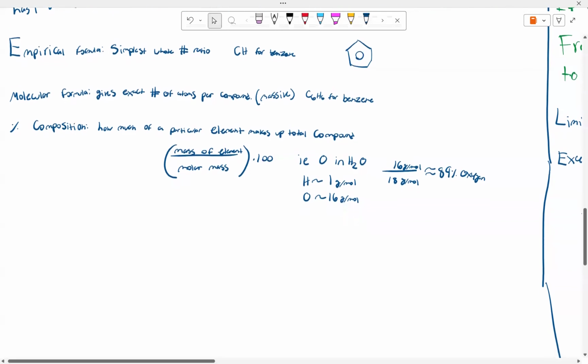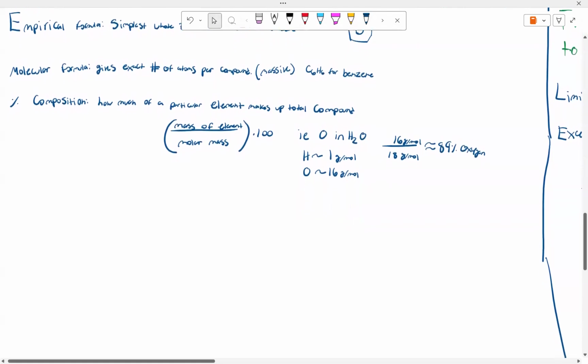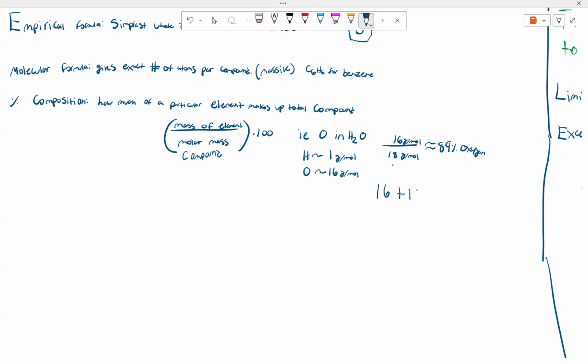Percent composition is how much of a particular element makes up the total compound. So you have the mass of the element over the molar mass of the total compound, times 100. Specifically, if you're looking at oxygen in water, the molar mass of hydrogen is approximately 1, and the molar mass of oxygen is 16. So 16 plus 2 is equal to 18. 16 is the numerator because we're looking specifically at oxygen, and there's only 1 oxygen in water. So 16 over 18 is around 89% oxygen.